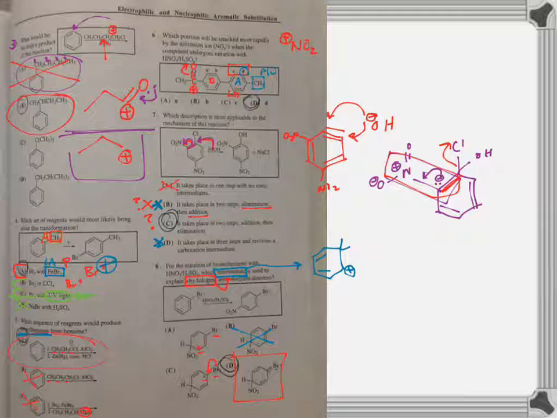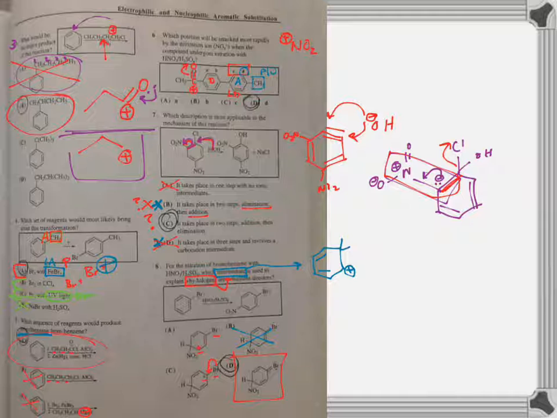D, it takes place in 3 steps and involves a carbocation intermediate. Well, can I form a carbocation? No. So D has to be wrong. So I'm now stuck between B and C, where both of them are questions, but B has me leaning towards it being wrong. That means I should stick to C. Don't have to be happy about it, but we're just looking at what the pieces are.